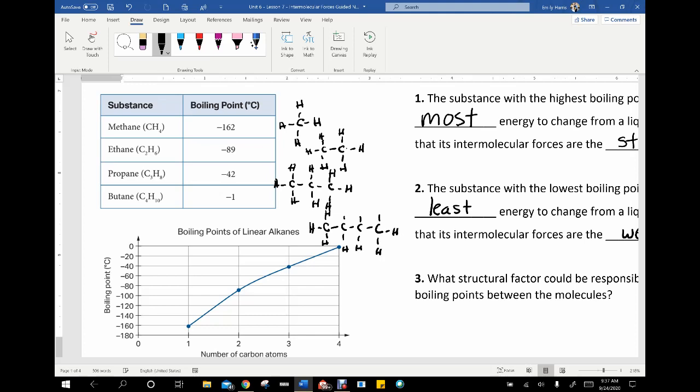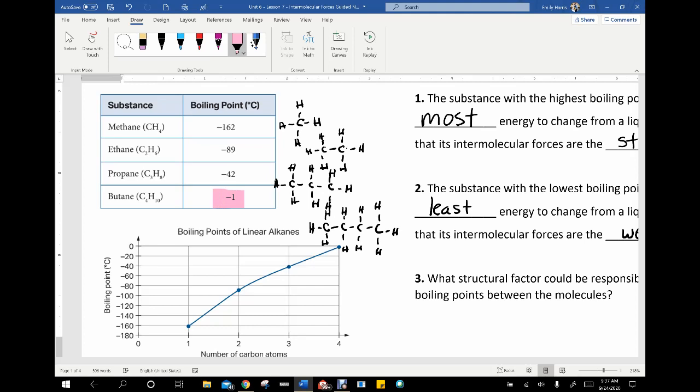All right, almost there. It's got a lot of bonds. All right, there we go. So now let's make some observations. What we notice is that butane has the highest boiling point.